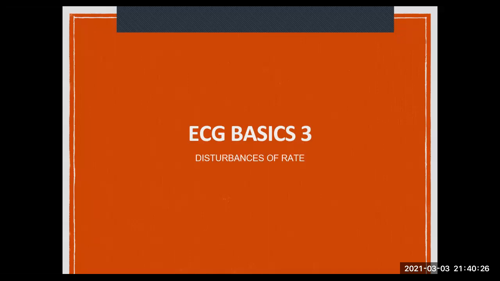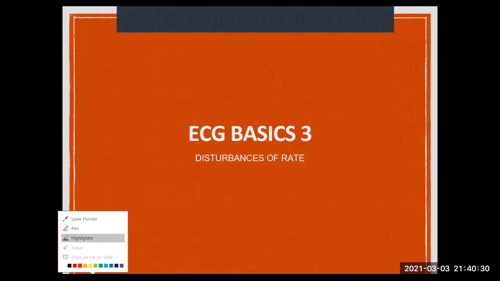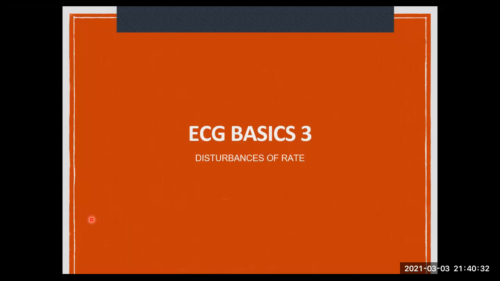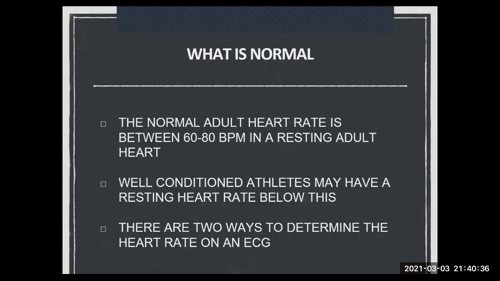So we're talking about disturbances of rates. Let me just get my laser pointer up over there for you guys so that we can get going. All right. So the first thing is, what is normal? A normal adult heart rate is between 60 to 80 beats per minute in a resting adult. You can sometimes get well-conditioned athletes, people who are very active, who have resting heart rates that are below this.